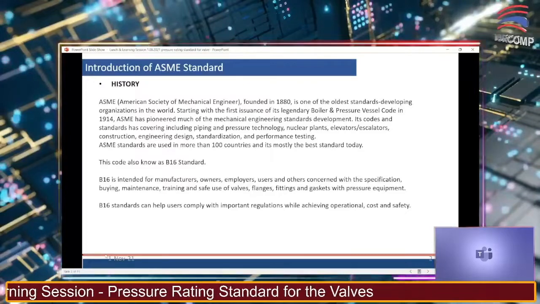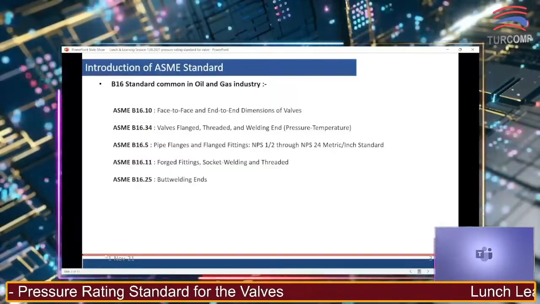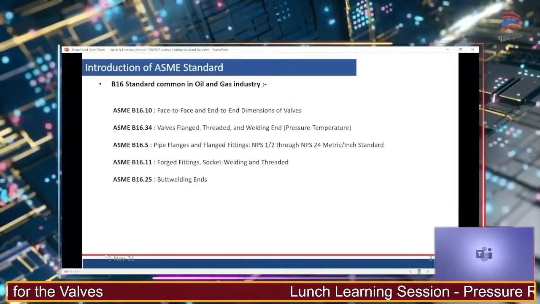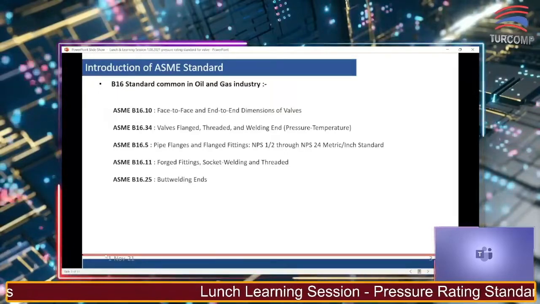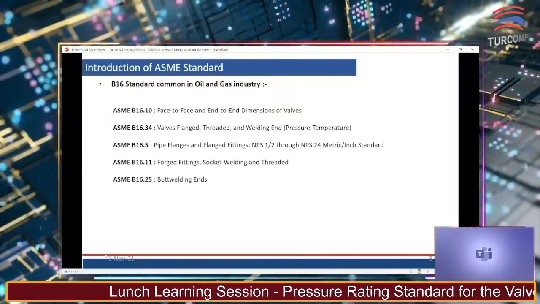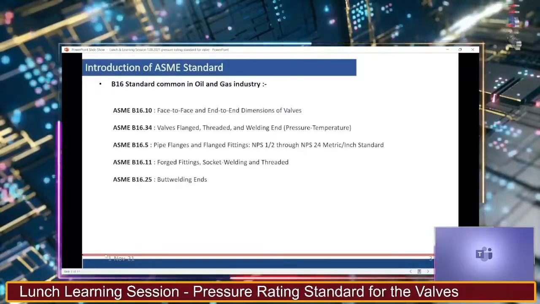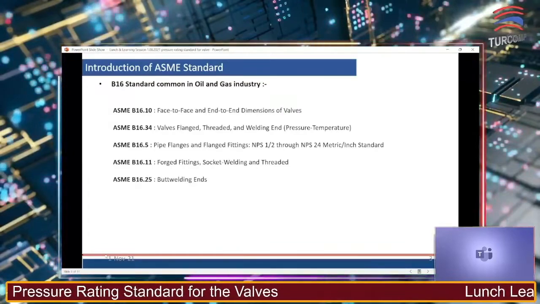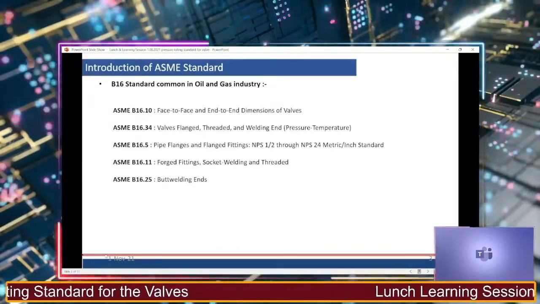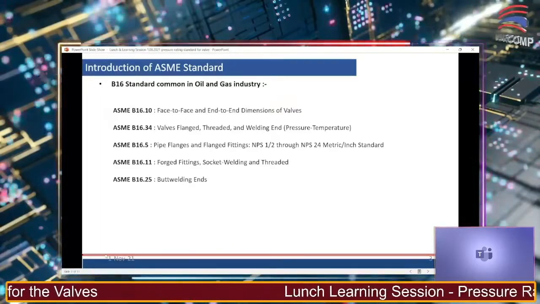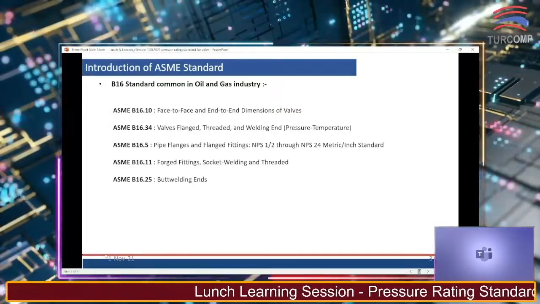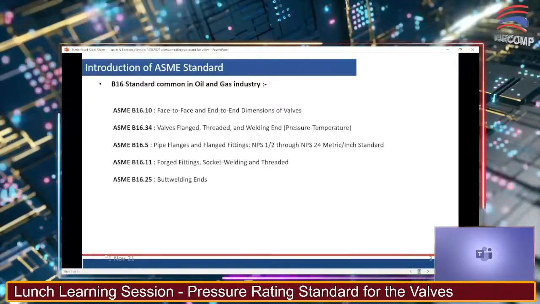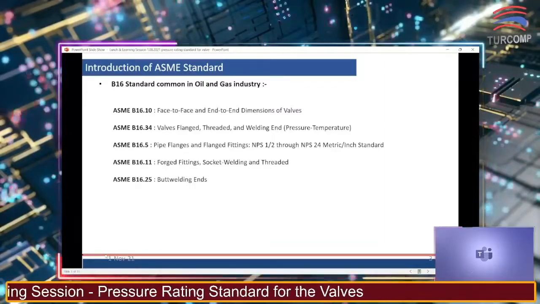So the B16 standards are commonly used in the oil and gas industry, and there are a lot, but we may focus on ASME B16.10, which represents the face-to-face and end-to-end dimensions of valves. ASME B16.34 is related to valve flanged, threaded, and welding ends. ASME B16.5 is pipe flanges and flanged fittings. ASME B16.11 is forged fittings, socket weld and threaded end connections. And also B16.25, butt weld end connections.